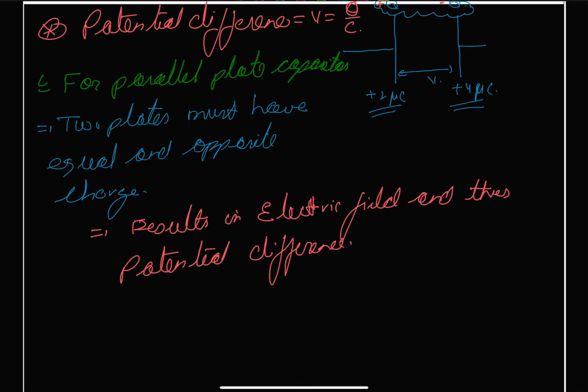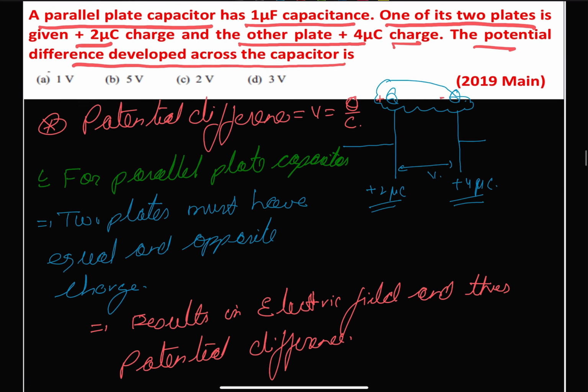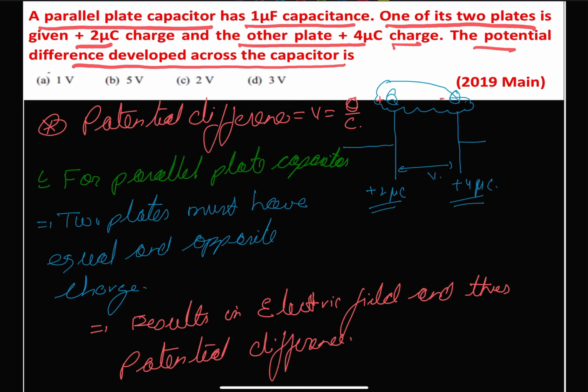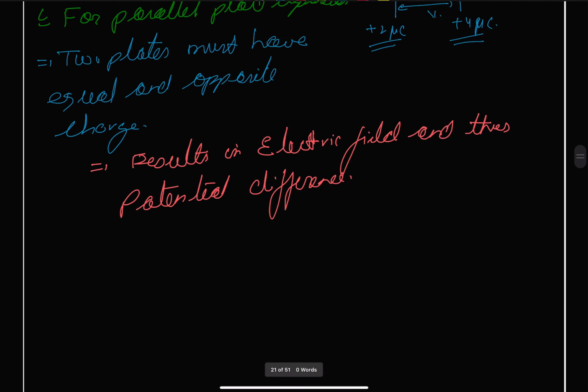Now in this case, we are given that both plates are positively charged, but ideally one plate should have plus Q and the other minus Q, so the net charge on both plates is equal to 0. But in this case, it is non-zero. So we have to find out the net effect on the capacitor, how it is going to behave. Therefore, we are going to find out the effective charge contributing towards the electric field and potential difference.